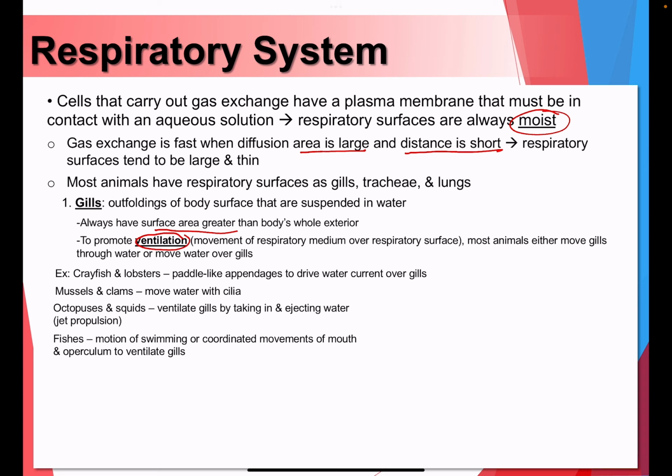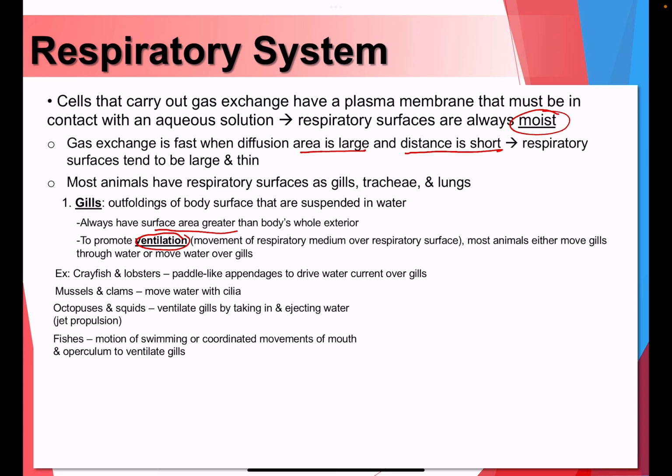Fishes, of course, are another movable species, where the motion of swimming, flapping their fins, and swaying of their body coordinate with movements of the mouth and the operculum, such that when they open their mouth for water to come in, their operculum will open as well, and that will allow the gills to ventilate. So their mouth is kind of acting as our nostril, and then the opening of the operculum is kind of the exit of the gas.